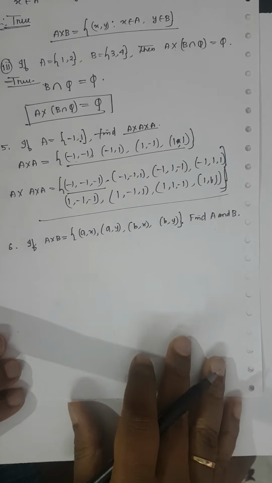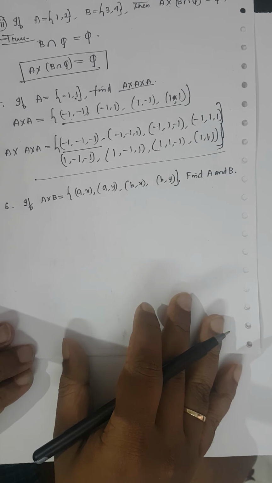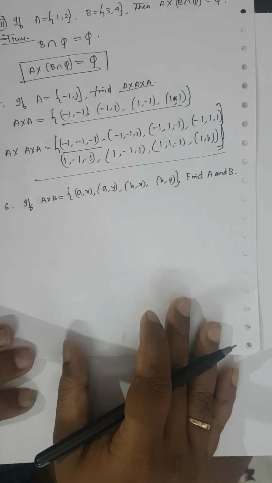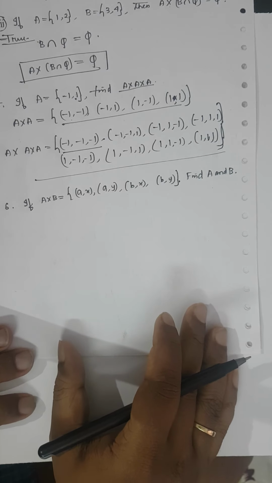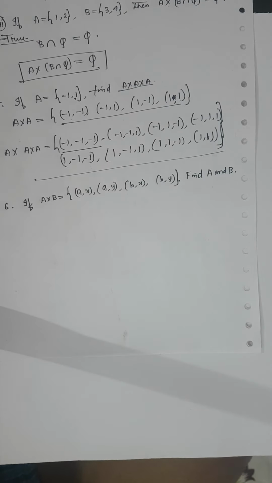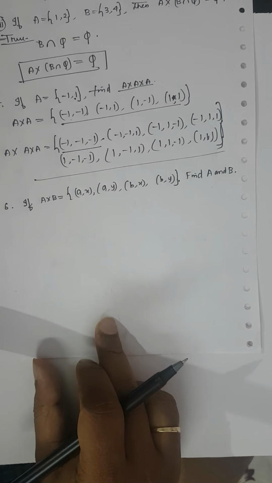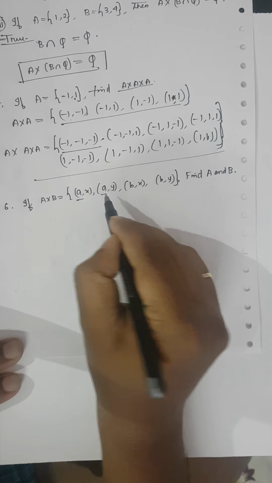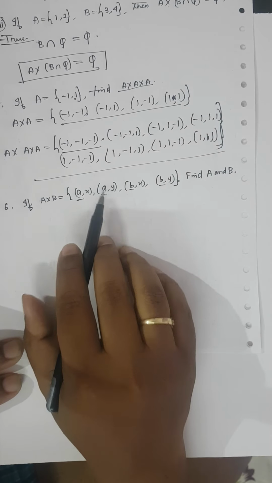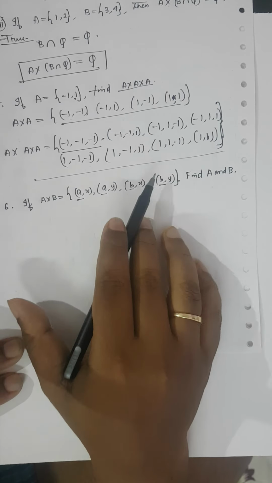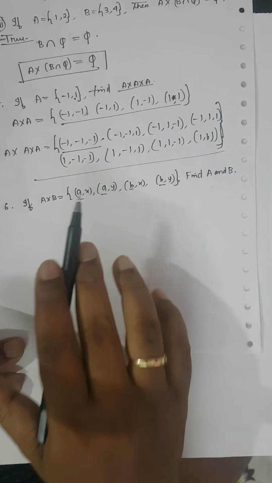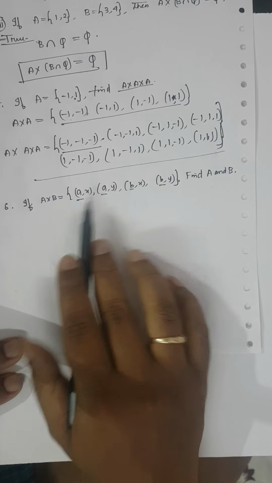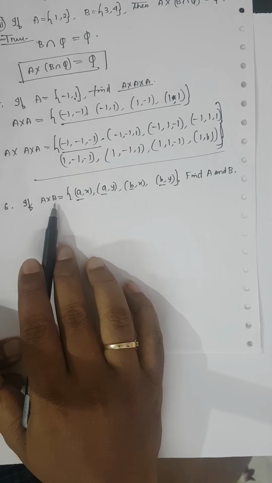This is number 6 question. You are given A cross B is equal to (a, x), (a, y), (b, x), (b, y). When I find the Cartesian product of two sets, the first element belongs to the first set, and the second element belongs to the second set. Here a, b are the set of first elements, so they will belong to capital A, and the set x, y will belong to capital B.